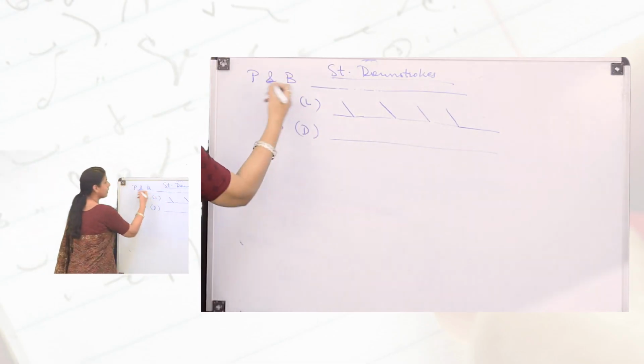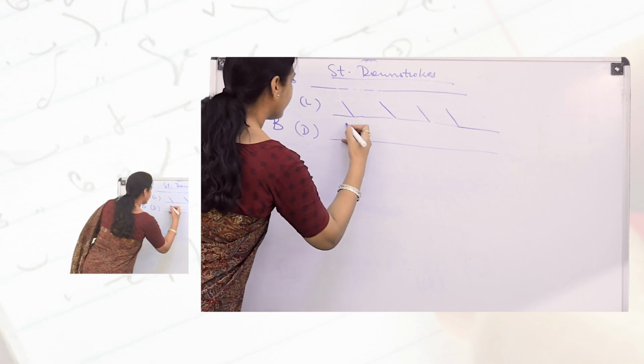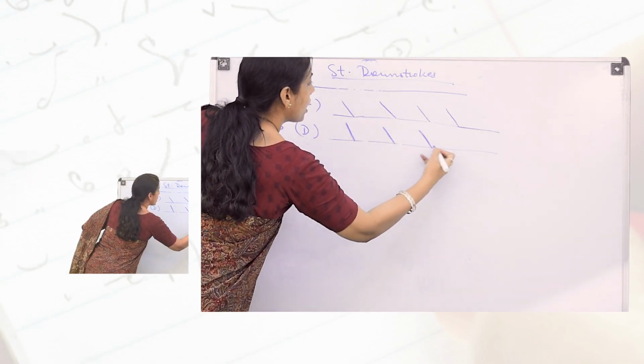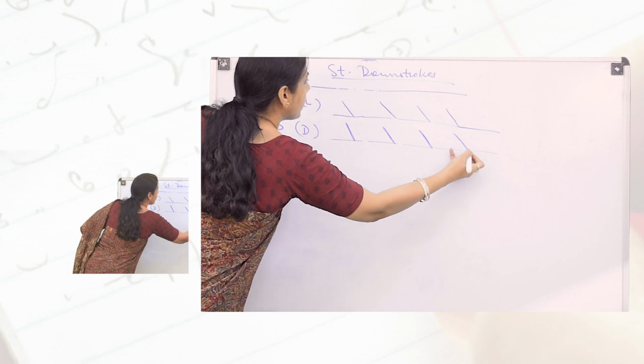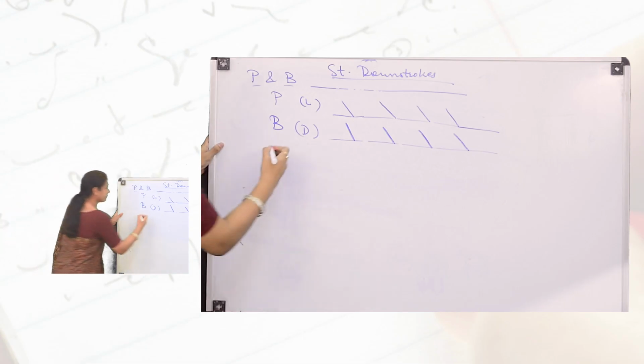Now why are they pairs? Because P and B have the same outline. P is a light consonant and B is a dark consonant. Same outline, a straight line from left to right, but written with a darker touch.